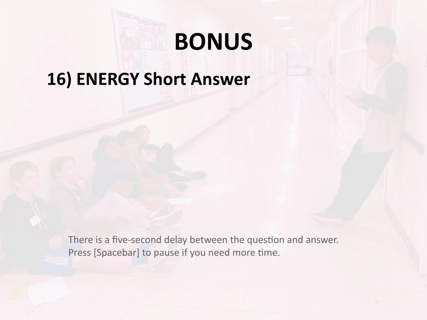Bonus 16. Energy. Short answer. Identify all of the following 4 compounds that can be metabolized by humans to produce ADP: 1. Maltose, 2. Cellobiose, 3. Glutamine, 4. Palmitate.